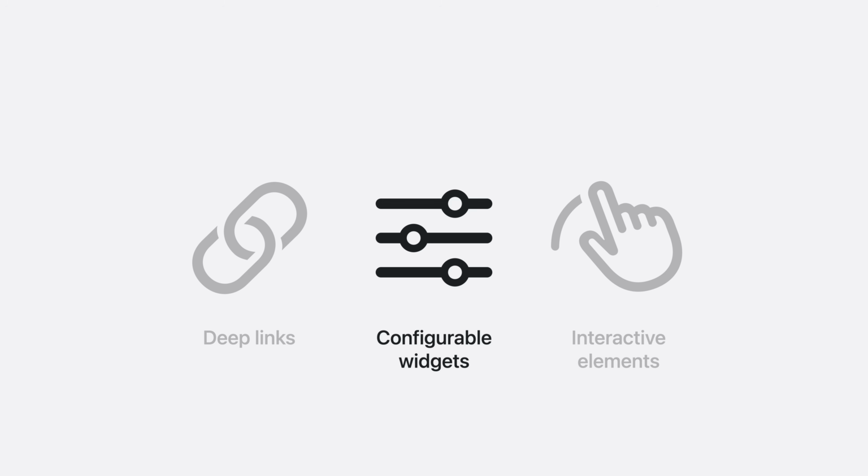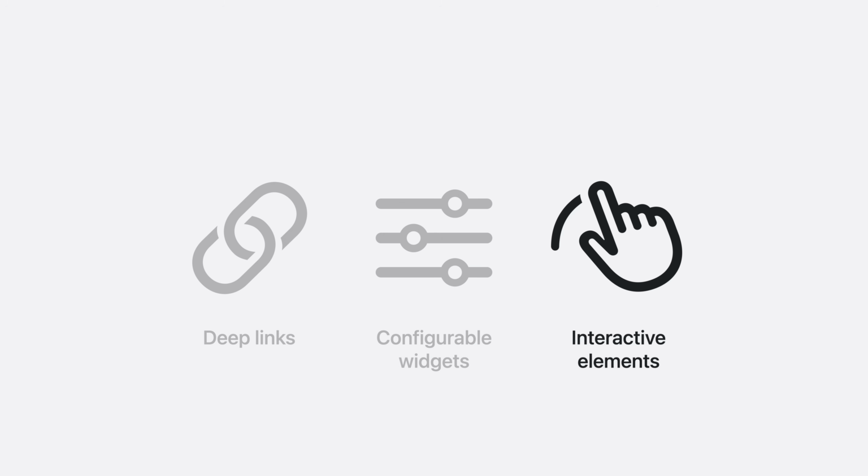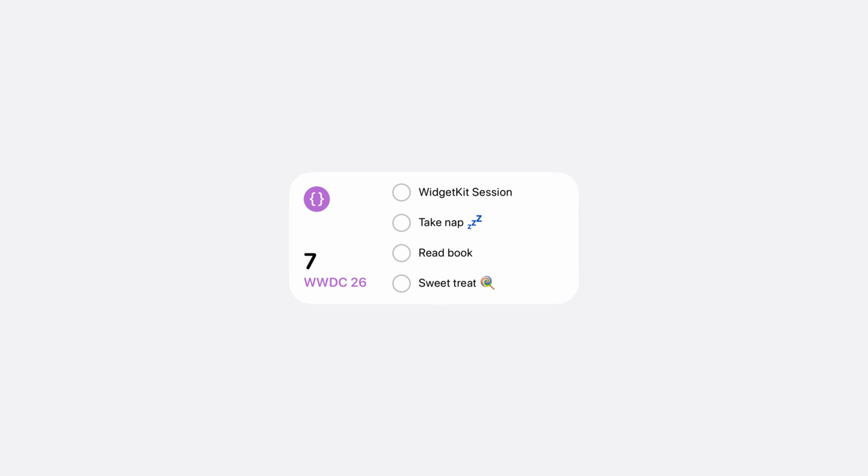Configurable widgets give people using your widget options to make their devices relevant and personal for them. Your widget can also integrate with your app through interactive elements. Buttons and toggles let people perform actions directly from the widget. Reminders is a great example of an interactive widget. Once I have completed a task, I can check it off right from the widget, receiving the dopamine hit I need to keep moving through my day.